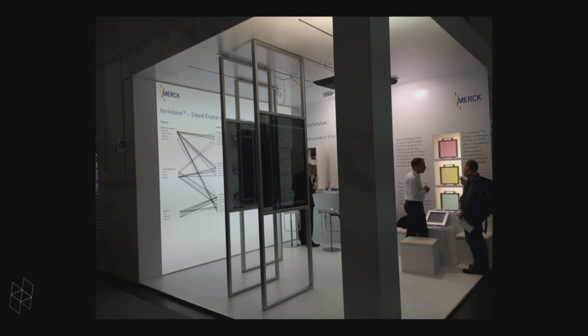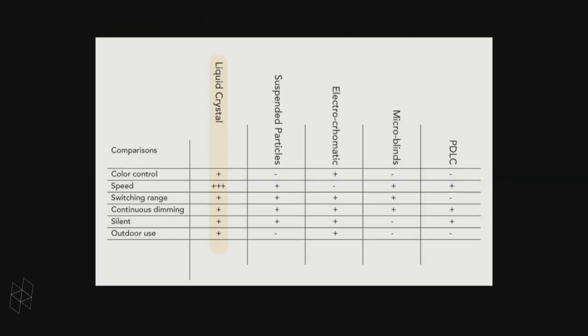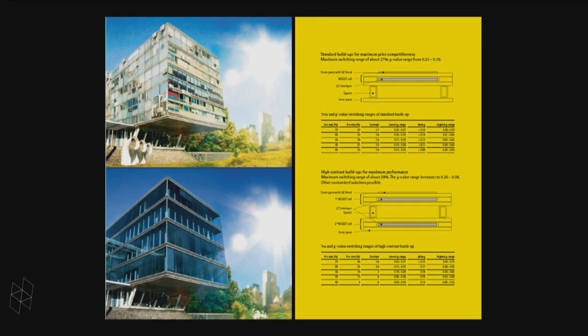That seems super exciting to speculate about, how that would transform facades from simply envelopes into communicating surfaces, heat regulating surfaces, all kinds of exciting ideas. Looking at their technology, they're looking at liquid crystal technology. It has benefits in terms of speed and switching range, dimming, all kinds of good stuff.